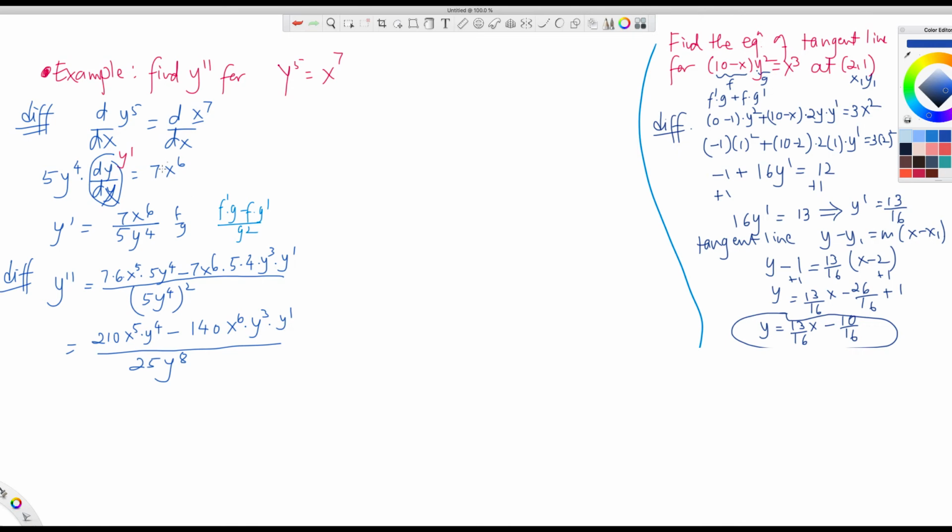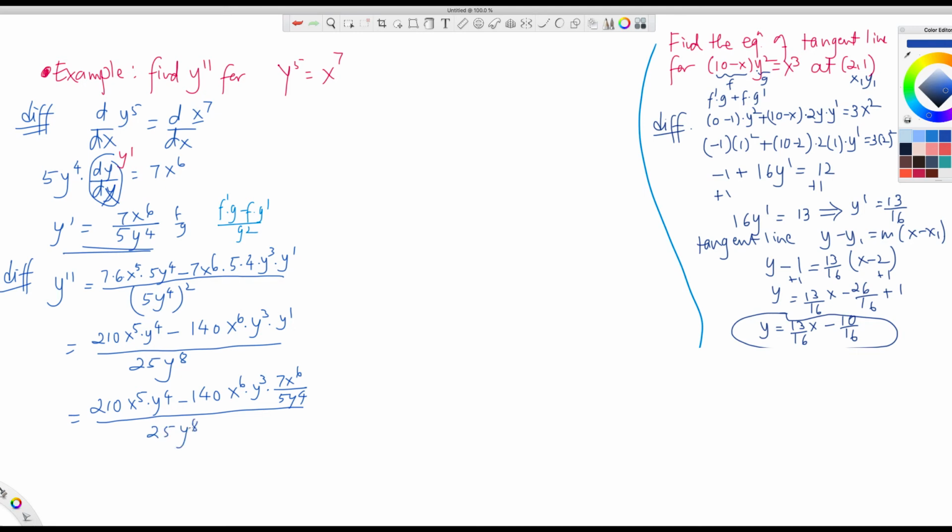You plug in from here. y prime I will plug in from here. So this is what I will get: 210 x to the 5 times y to the 4, minus 140 x to the 6 times y to the 3 times y prime, which is 7x to the 6 over 5y to the 4th. I'm using that y prime from here, and then I'll cancel out the things that are common, and then we'll see.